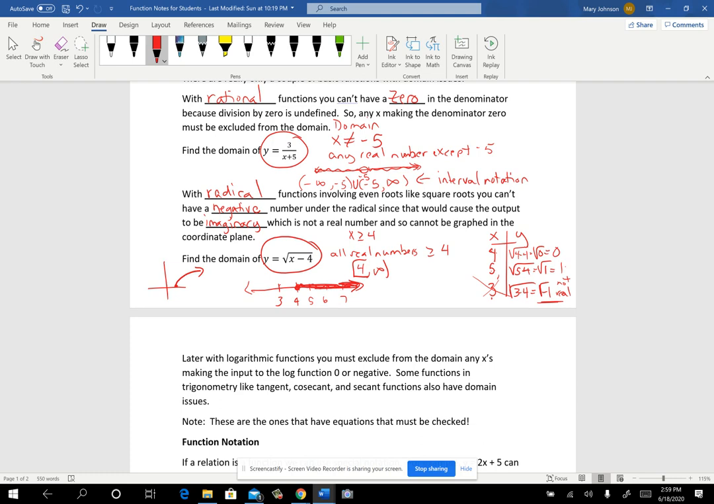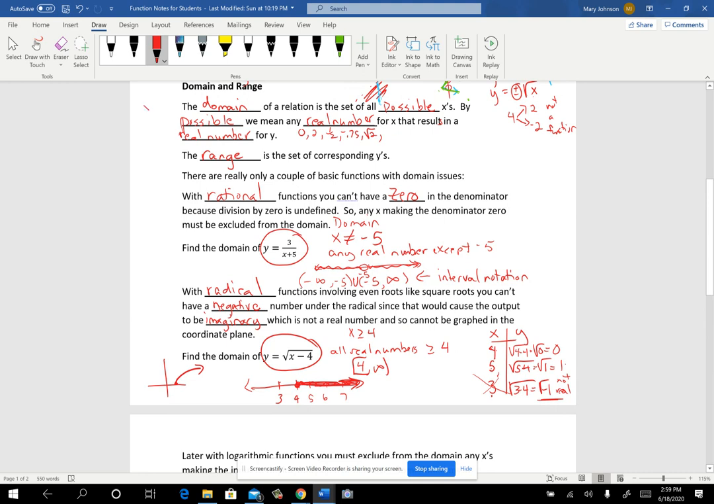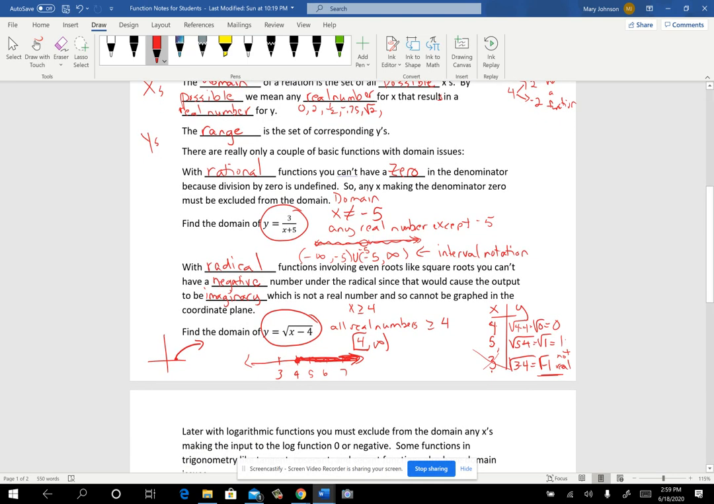All right, so the big thing there to start with is that domain is x's, range is y's. Okay, keep that in mind. And then to understand some of the issues, there's only a few functions with issues. Most linear functions, parabolas, polynomials, exponentials, the domain for a lot of functions is just going to be all real numbers. Any real number you plug in works. It's just ones like rational functions that have issues. There are gaps in the graph. Okay, so you're going to have a domain that's not necessarily all real numbers.